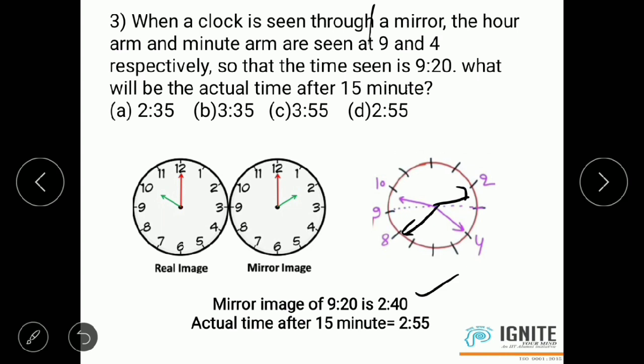But our question is the actual time after 15 minutes. The actual time after 15 minutes equals 2:55.